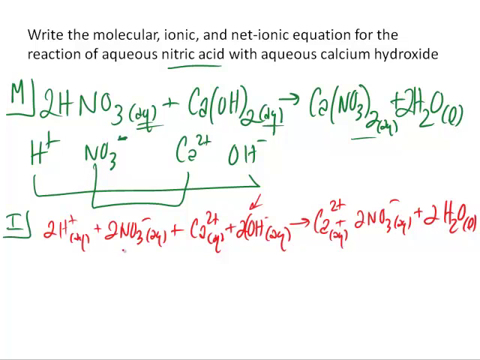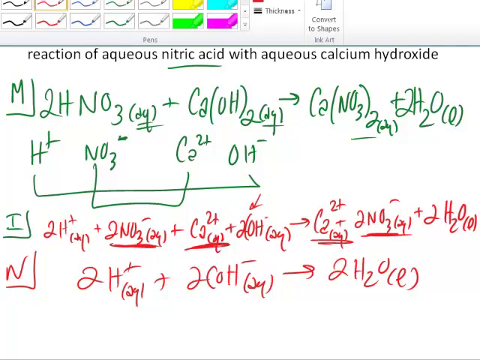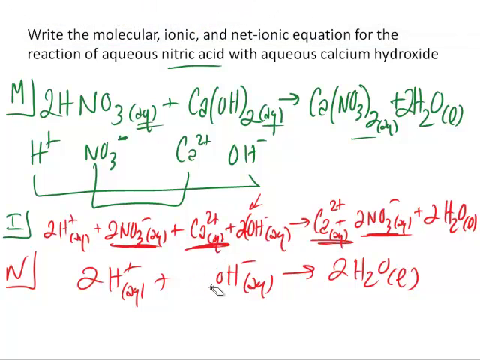So which of our species here were spectator ions? The nitrates didn't do anything. Neither did the calciums. And so our net ionic equation looks like 2H plus 2 hydroxides aqueous yielding 2 water molecules. If you look at this, you can see that all of these values are divisible by 2, and so this can boil down to our net ionic equation: H plus OH minus yields water.